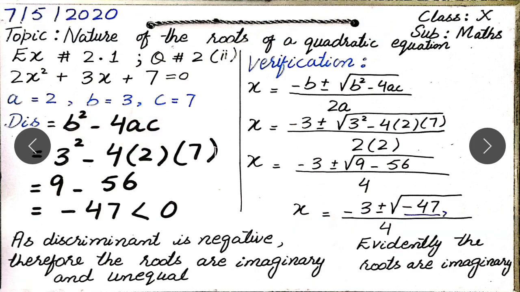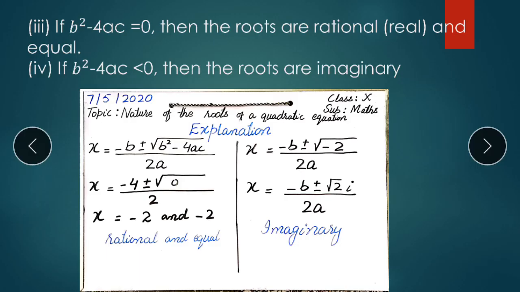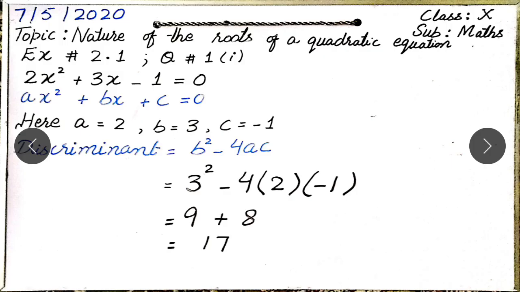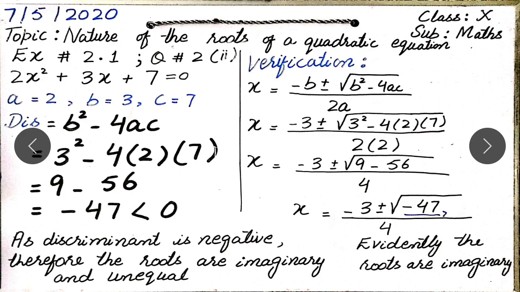So here I have written the discriminant, and by calculation we got -47, and -47 is a negative number, and a negative number is less than 0. So the conclusion is written that as the discriminant is negative, therefore the roots are imaginary and unequal. How? Here, as it was proved that if the discriminant is less than 0, the roots will be imaginary, and of course unequal due to the plus and minus sign.